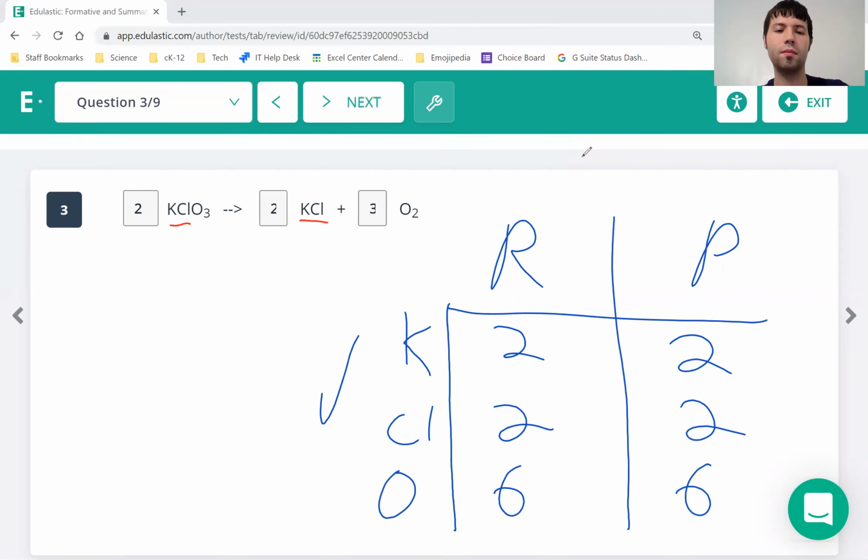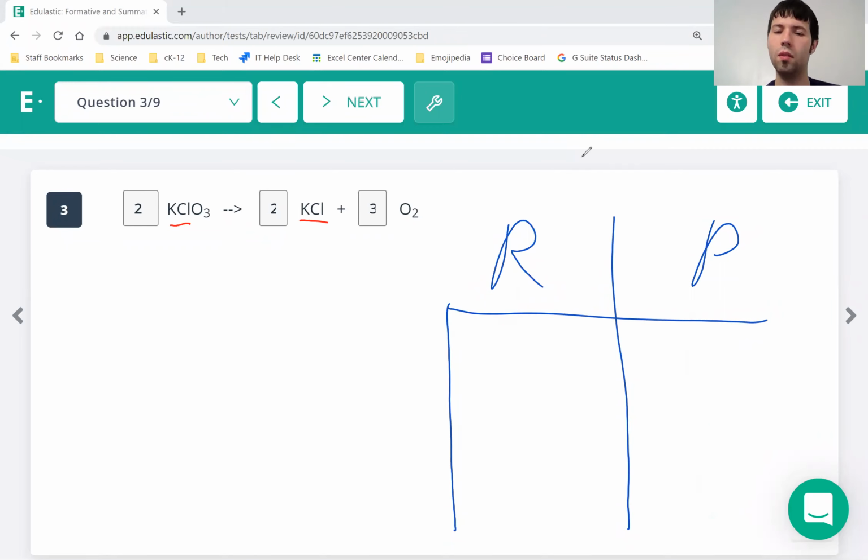Hope that makes sense. We're going to do one more problem together. This one is a little bit tricky. It deals with what's called polyatomic ions. I don't want that name to scare you. Well, let me show you what I mean.